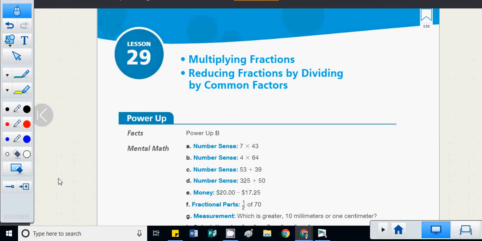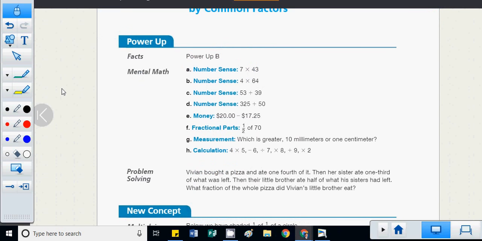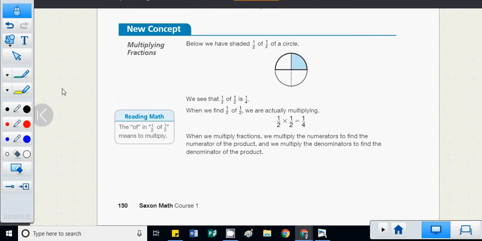This one, lesson 29, is a very important lesson about fractions, which are parts of a whole. We're going to be talking about multiplying them and reducing them. Let's first think about what multiplication means.